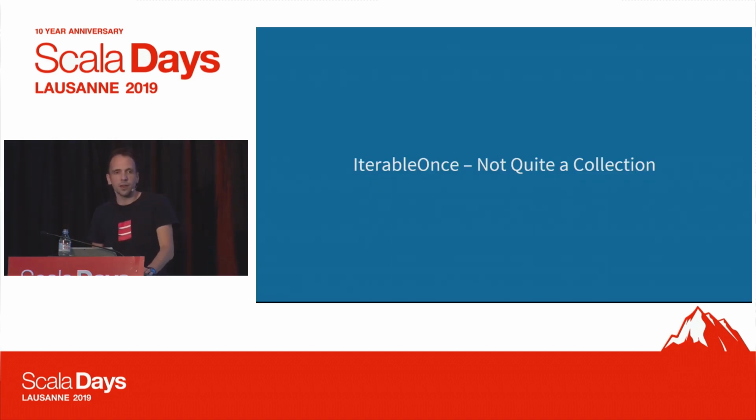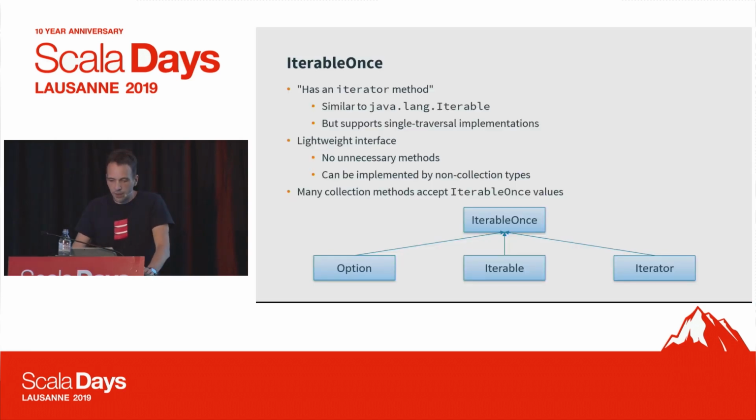Before we get to the actual collections, though, I'd like to start with a type called IterableOnce, which is not quite a collection, but it can be consumed by many collection methods. IterableOnce basically means it has an iterator method, so that's similar to Iterable in Java, except that in Scala with IterableOnce we also allow types that only allow a single traversal. Most importantly, iterators. So Iterator extends IterableOnce, and its iterator method just returns itself.